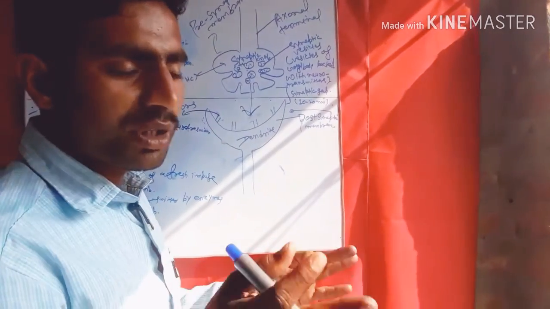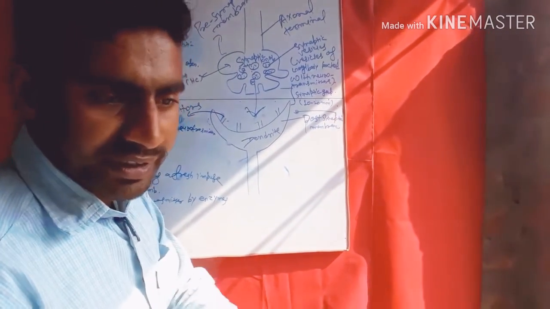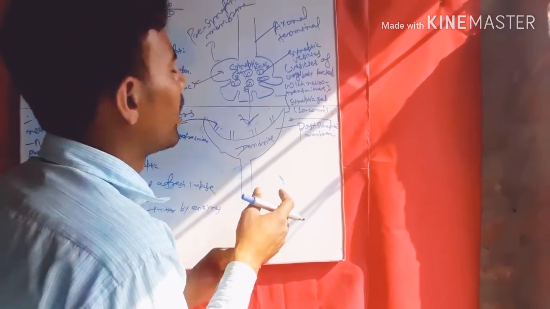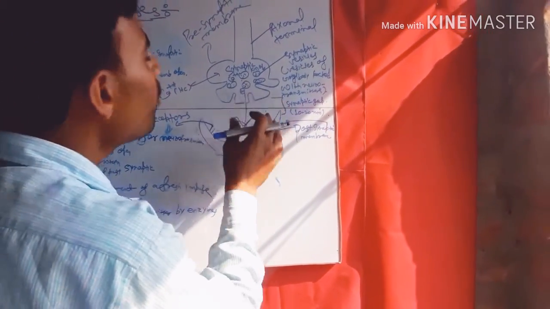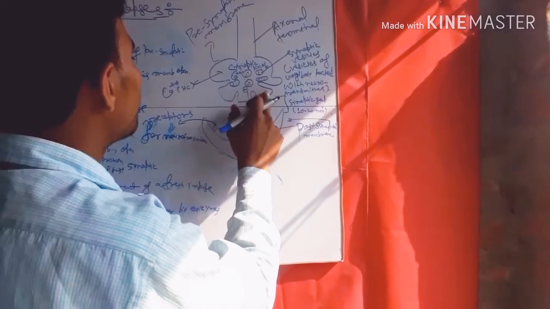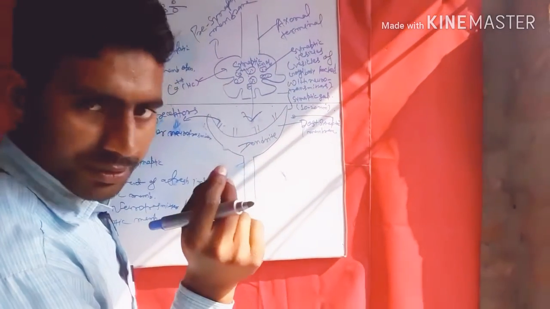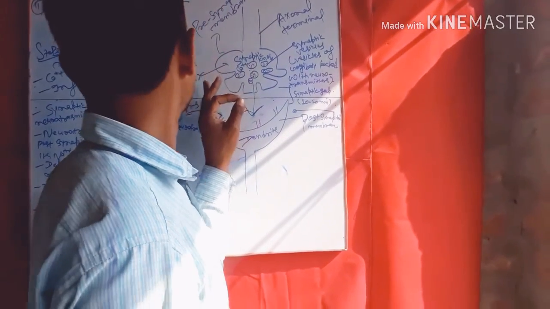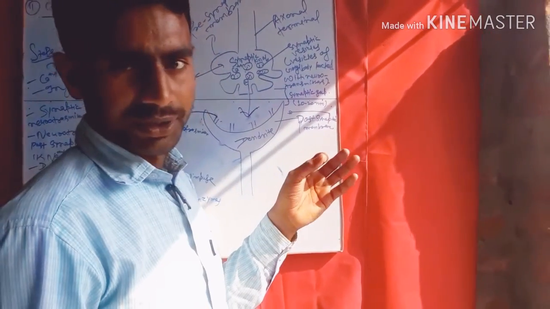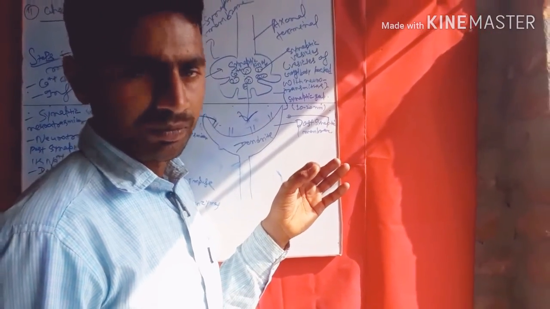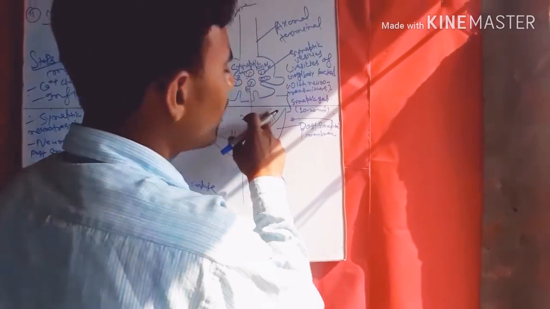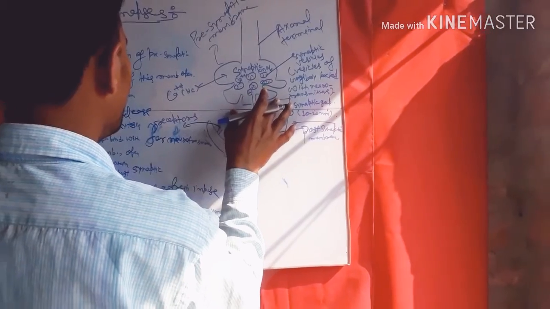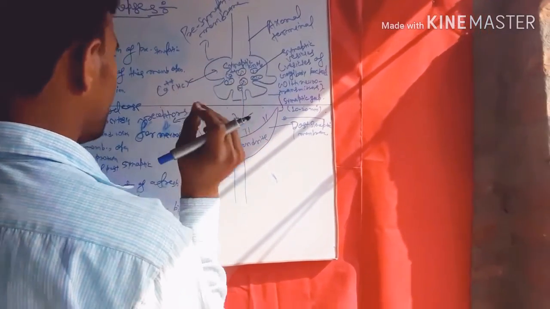Now, how will the impulse generate? Try to understand in a good way. First is the depolarization of presynaptic membrane. Presynaptic membrane depolarized. This means depolarization of presynaptic membrane.